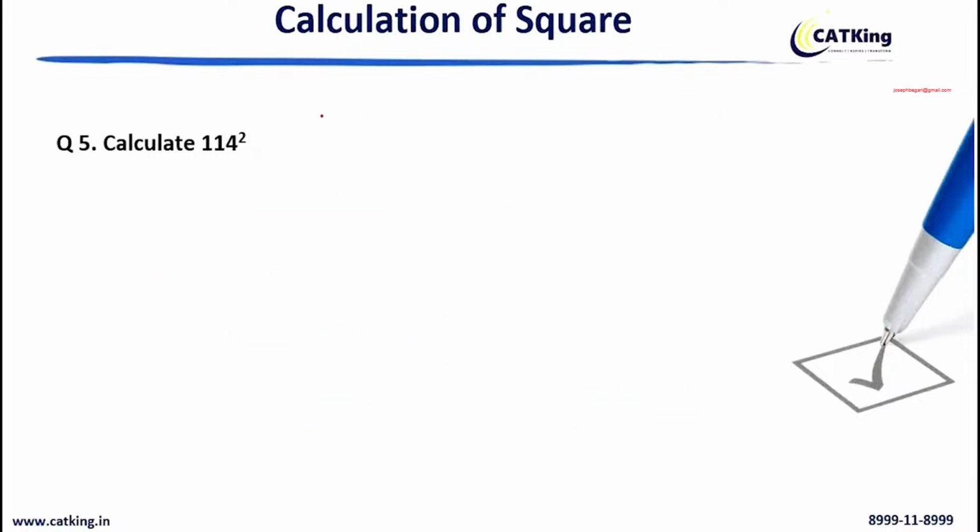Before going to 114 square, first solve 109 square. What will be 109 square? Same method. Difference from 100, 9. Adding 9 to it, 109 plus 9, 118. 9 square is 81. That's your answer.